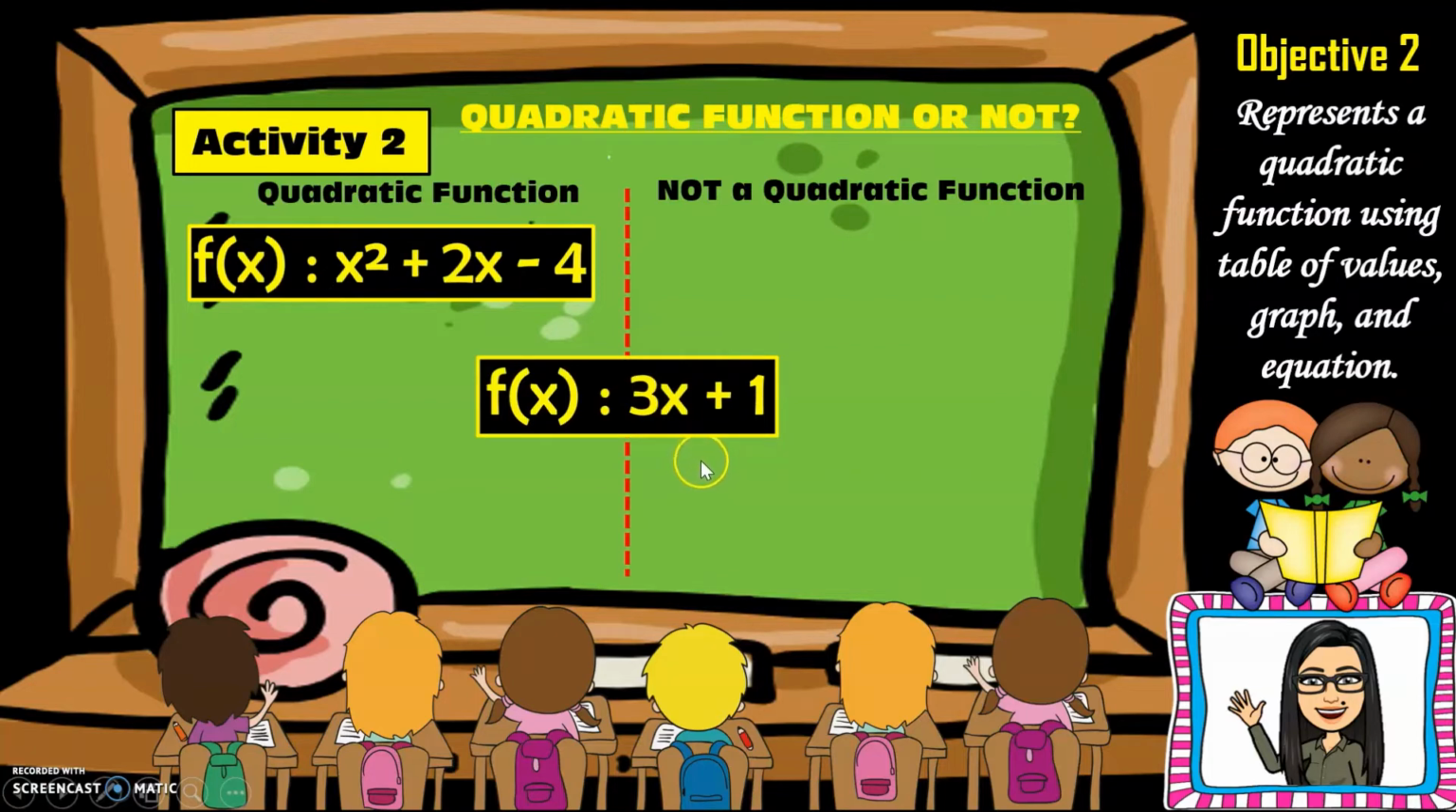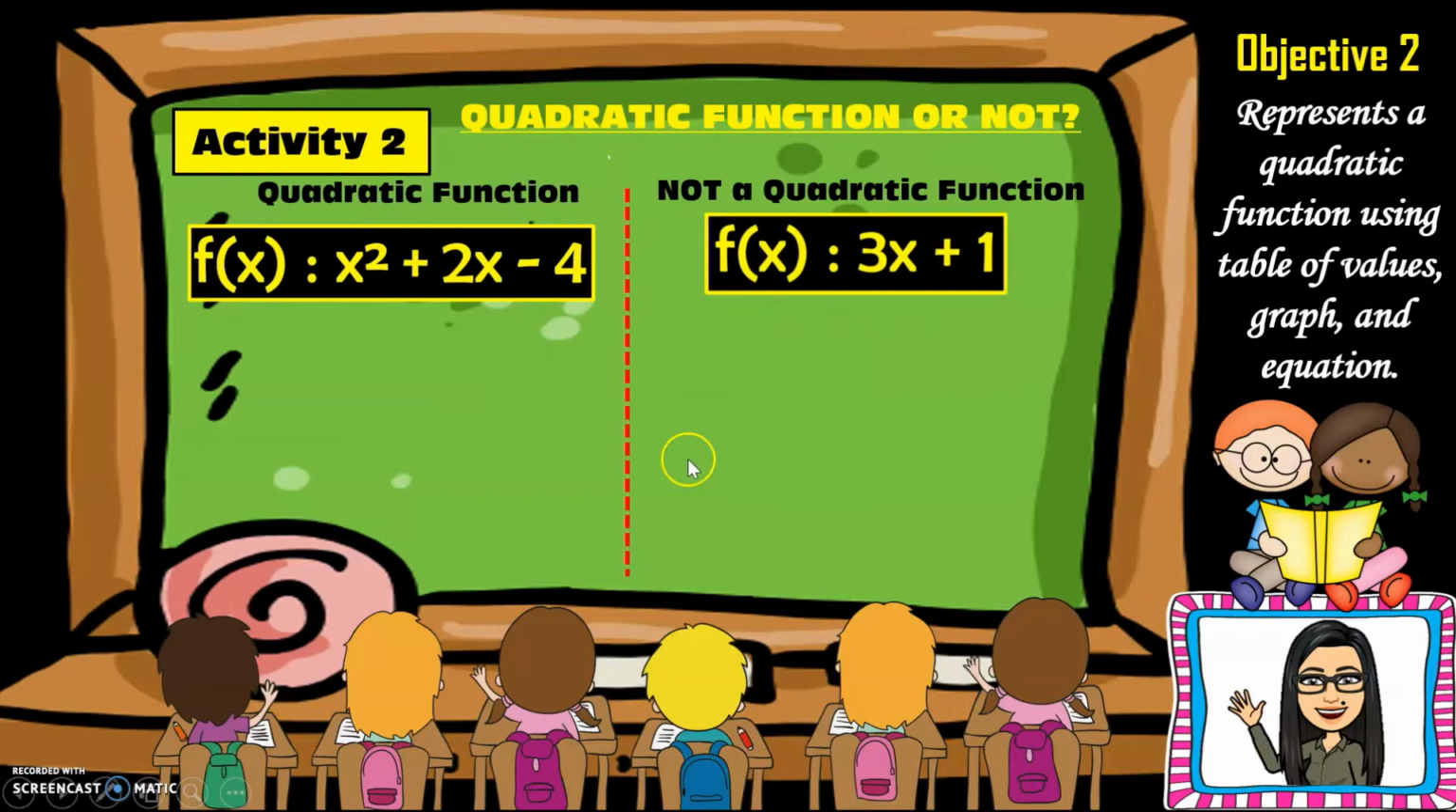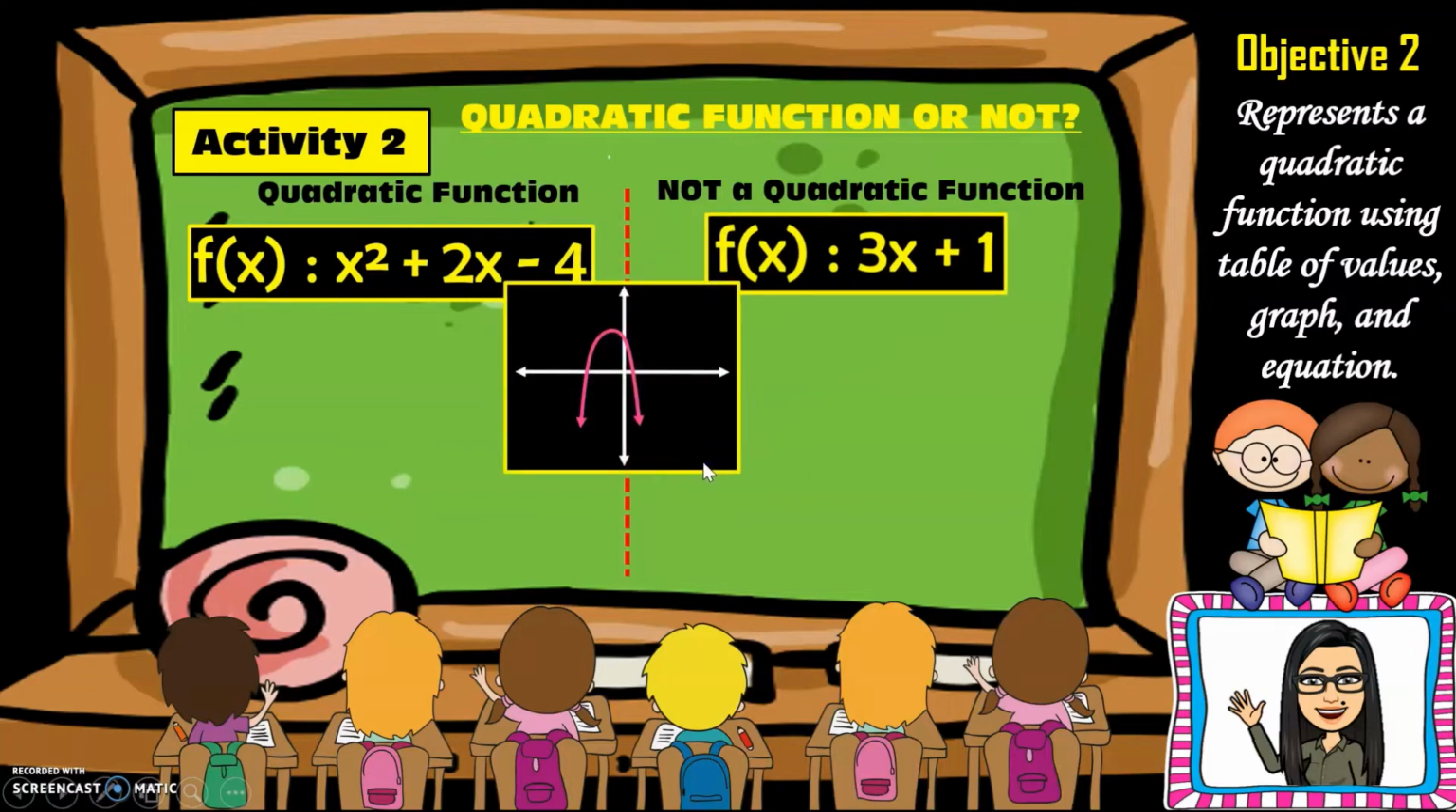No, it is not a quadratic function because the highest degree of the exponent is just 1. So therefore, this one is not a quadratic function. How about this one? Is this a quadratic function?